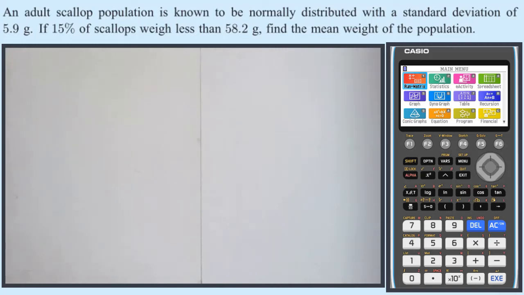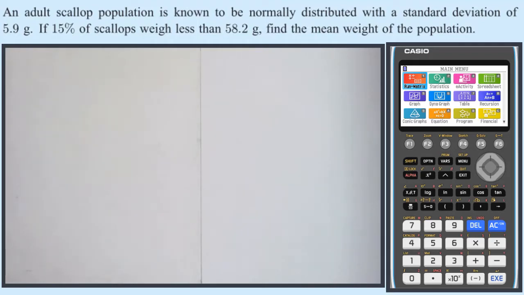An adult scallop population is known to be normally distributed with a standard deviation of 5.9 grams. If 15% of the scallops weigh less than 58.2 grams, find the mean weight of the population. Right, so we have a problem, we have an unknown mean.